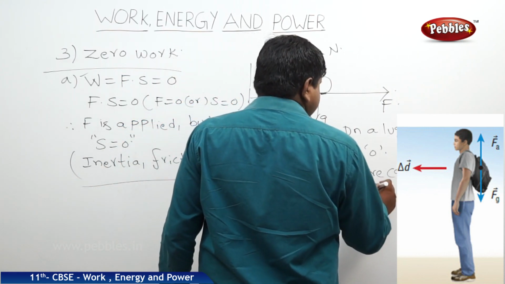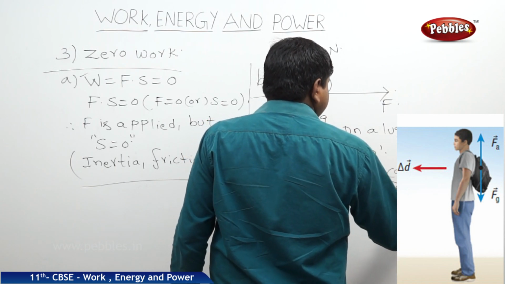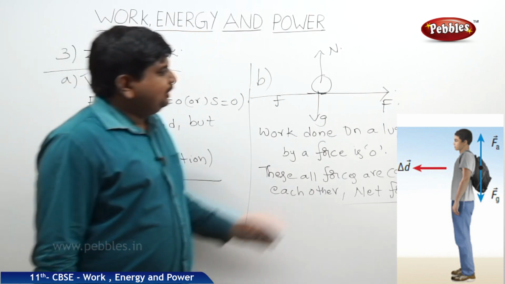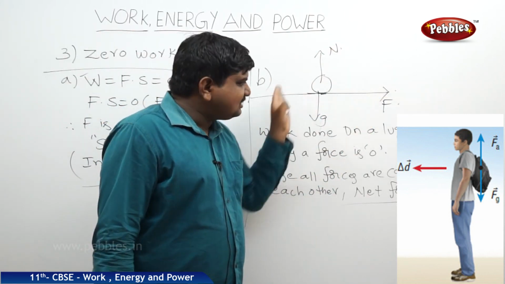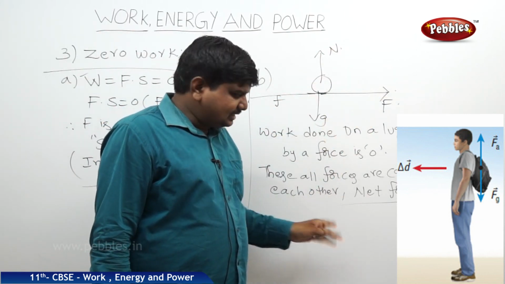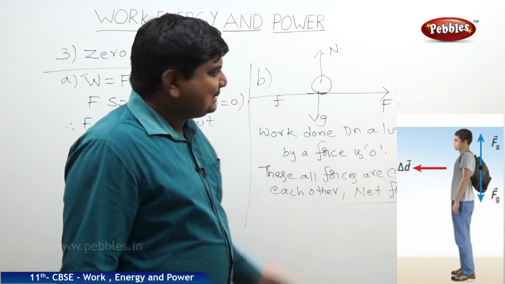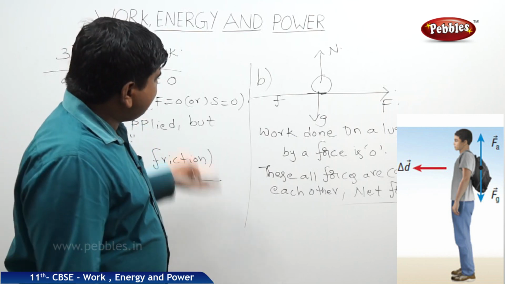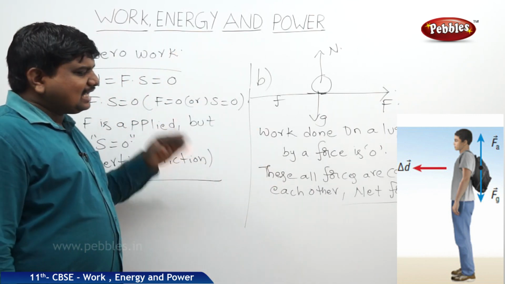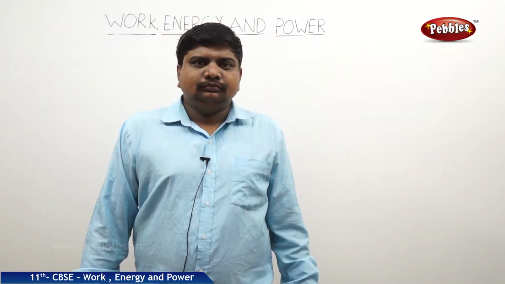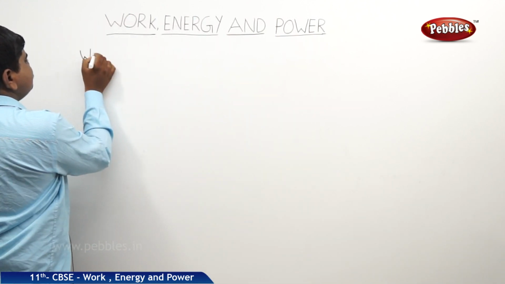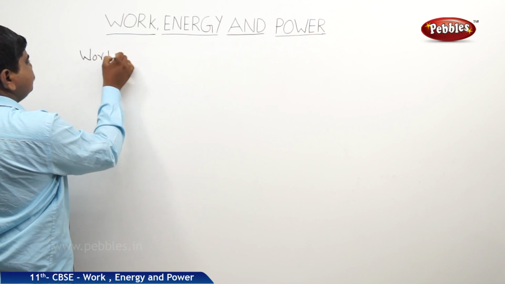So net force is 0. Here force is applied, but due to the surrounding forces which balance it in opposite directions, the net becomes 0. In this case also, work done on that luggage is 0. So like this, we can see the classification of work done. Next is work done by a force by the graphical method.